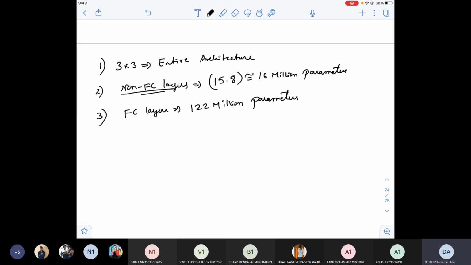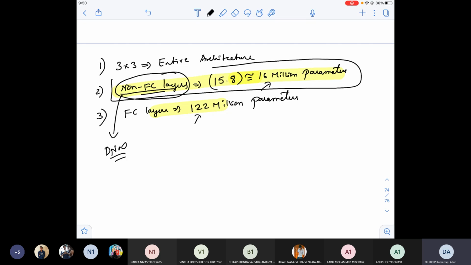That means what? If you see for non-fully connected layers, even though you have n number of non-fully connected layers, just with the 3 fully connected layers, you see the difference: 122 million, 16 million. Okay, but imagine even with this non-fully connected layers, if I implement as a full deep neural network or fully connected layers, imagine how many parameters. So instead of using all fully connected layers, I'm using non-fully connected layers so that my parameters would be just 16 million. Only the last few layers I'm just using 122.